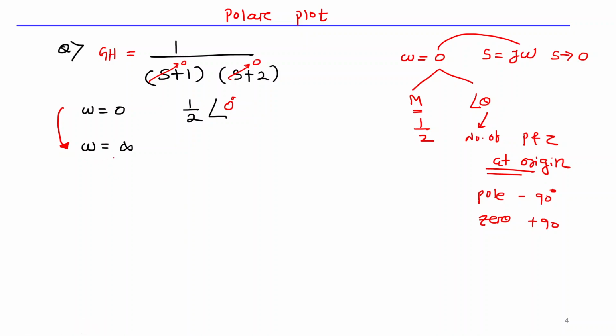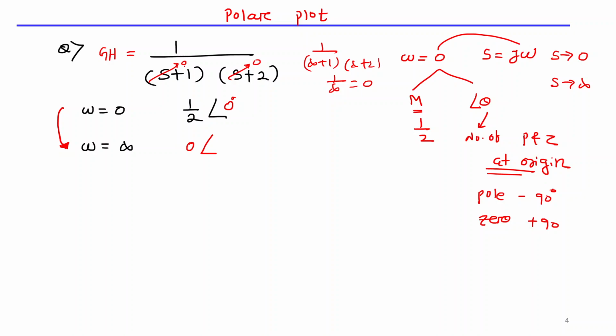Now at omega equal to infinity, you just put omega equal to infinity, which means s is infinity. So 1 by infinity plus 1 into 1 by infinity plus 2. Infinity में कुछ भी add कर दो, so infinity, 1 by infinity is 0. So it is zero, which means this angle will be 0 degree. So the magnitude will be 0.